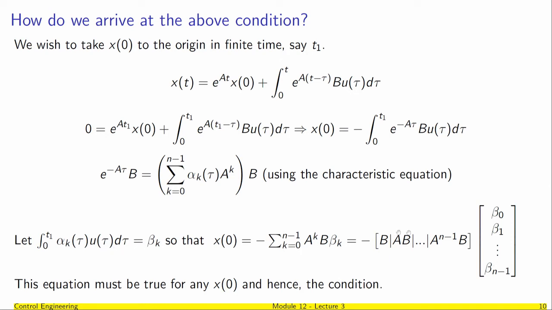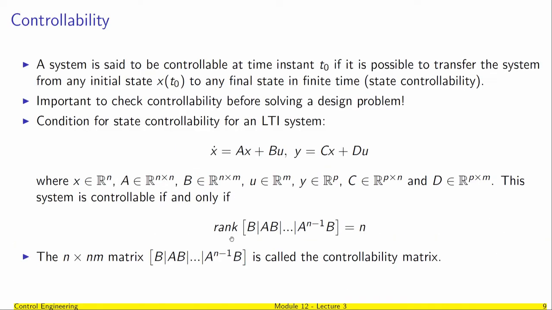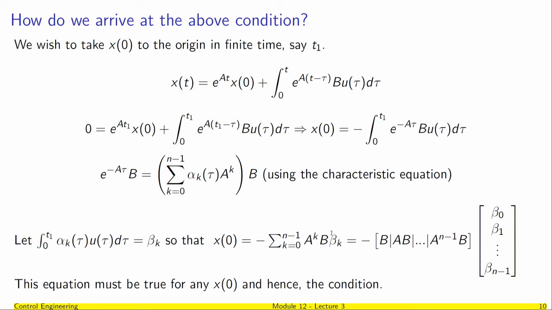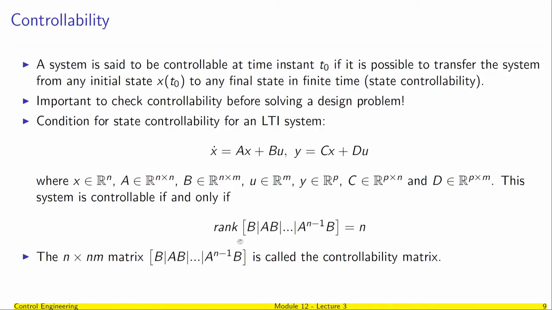So, when does a solution exist? A solution will exist if and only if the matrix [B AB ... A^(n-1)B] is invertible. This is exactly the rank condition which we are trying to derive here: the system is controllable if and only if this matrix is of rank n. Not really about the invertibility, but this matrix should be of rank n. This is the condition which we will use. We may not necessarily remember this proof all the time, but what is important is to remember the condition that the rank of this matrix should be n.